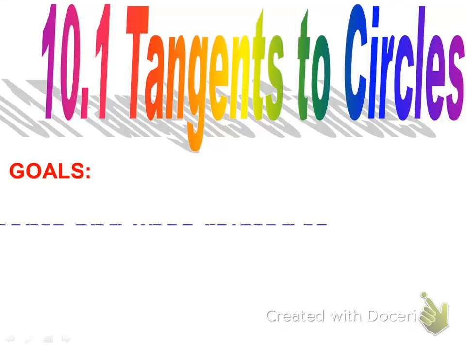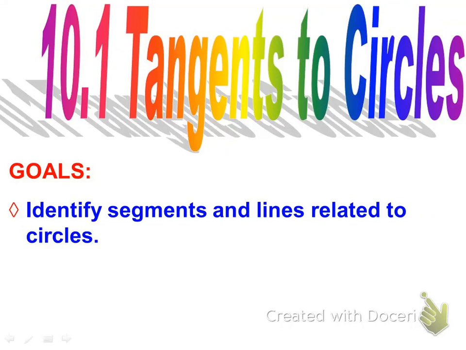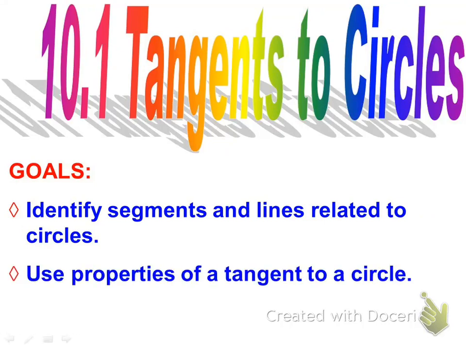Our goals in this lesson, two of them. First, to be able to identify segments and lines that are related to circles, and then to use properties of tangents to circles. Our first goal, to identify segments and lines, will involve a whole lot of new terms that we need to learn today. And then use properties. These properties will allow us to solve some problems in our circles.